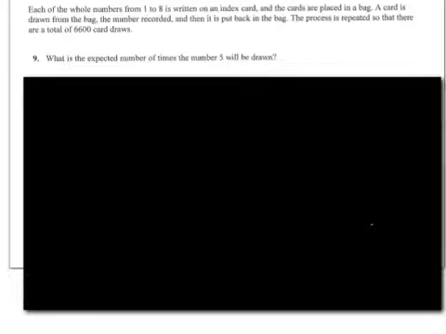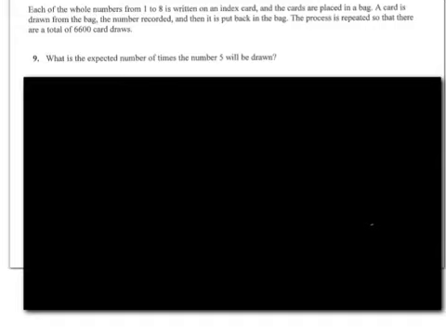Number 9 is from section 6.8. It says here, each of the whole numbers from 1 to 8 is written on an index card, and the cards are placed in a bag. A card is drawn from the bag, the number is recorded, and then put back in the bag. The process is repeated, so there are a total of 6,600 card draws. What is the expected number of times the number 5 will be drawn?